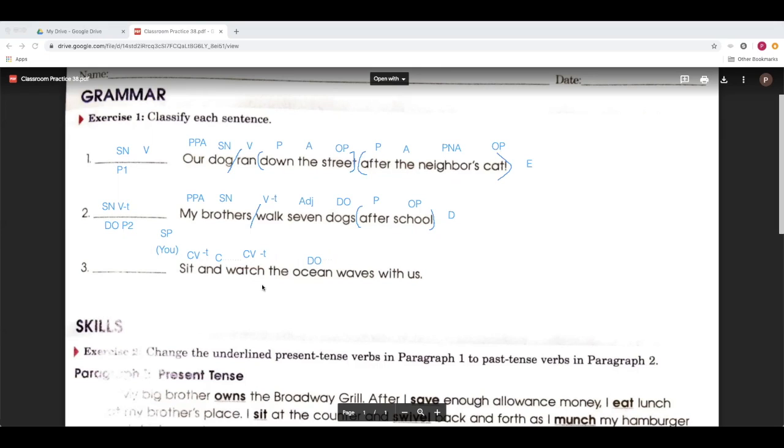What kind of waves? Ocean waves. Oh, I put the direct object on the wrong part. So sorry, I'll move that over. So what kind of waves? Ocean waves. So we're going to label this as adjective. The word the, of course, is an article adjective. The word with is always a preposition. With who, with us, object of the preposition.